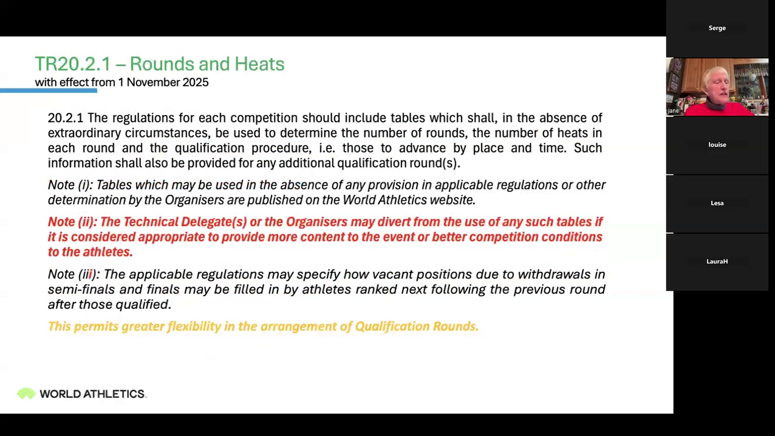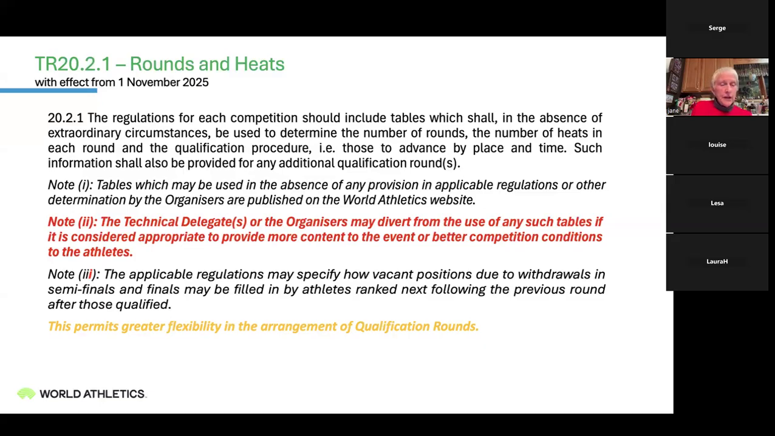This one is for TDs. The rule is the same with the exception of an added note 2 that technical delegates or the organizers may divert from the use of any such tables, and they're referring to the rounds and qualification procedures, those tables, if it is considered appropriate to provide more content to the event or better competition conditions to the athletes. And note 2 becomes note 3 because we added note 2. This provides better flexibility in the arrangement of qualification rounds.